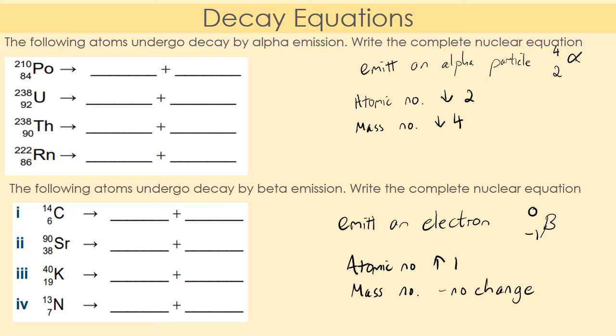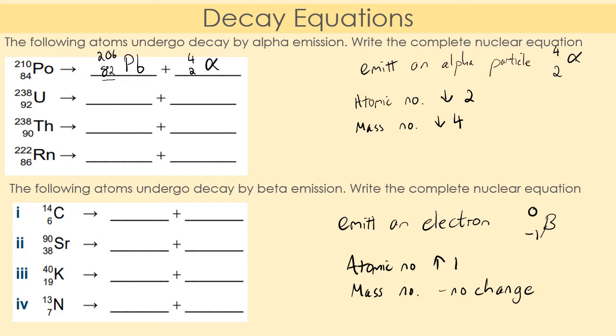So my first one, I've got polonium-210, it has an atomic number of 84. I'm emitting an alpha particle, so my atomic number will go down to 82, it's going down by 2, and my mass number will go down by 4, which is 206. I look on my periodic table and I find the element that has an atomic number of 82, and that is lead, which has my symbol Pb. I also emit an alpha particle, which I have my 2 and my 4 there. If you've been watching because you didn't understand, do have a go at the next one now.